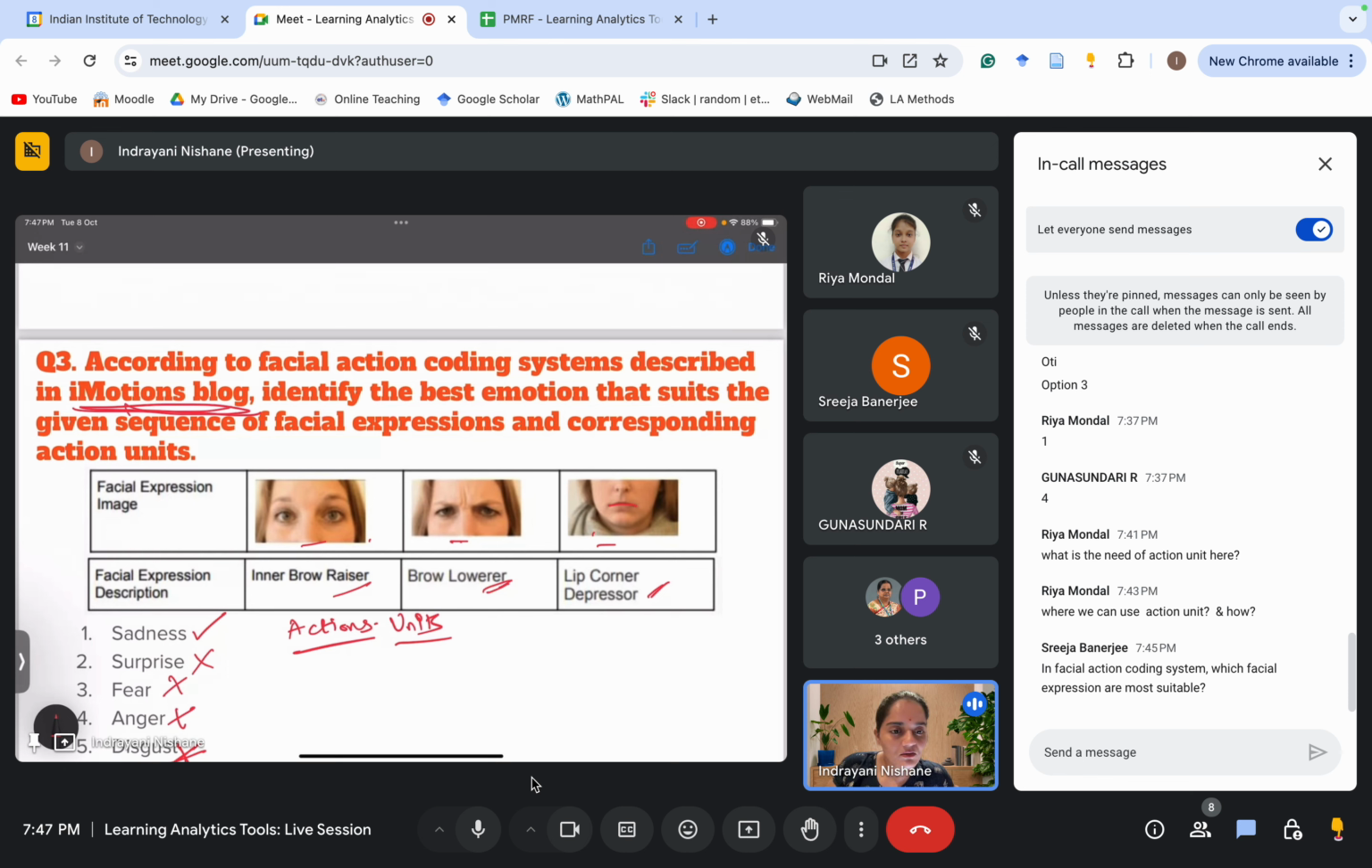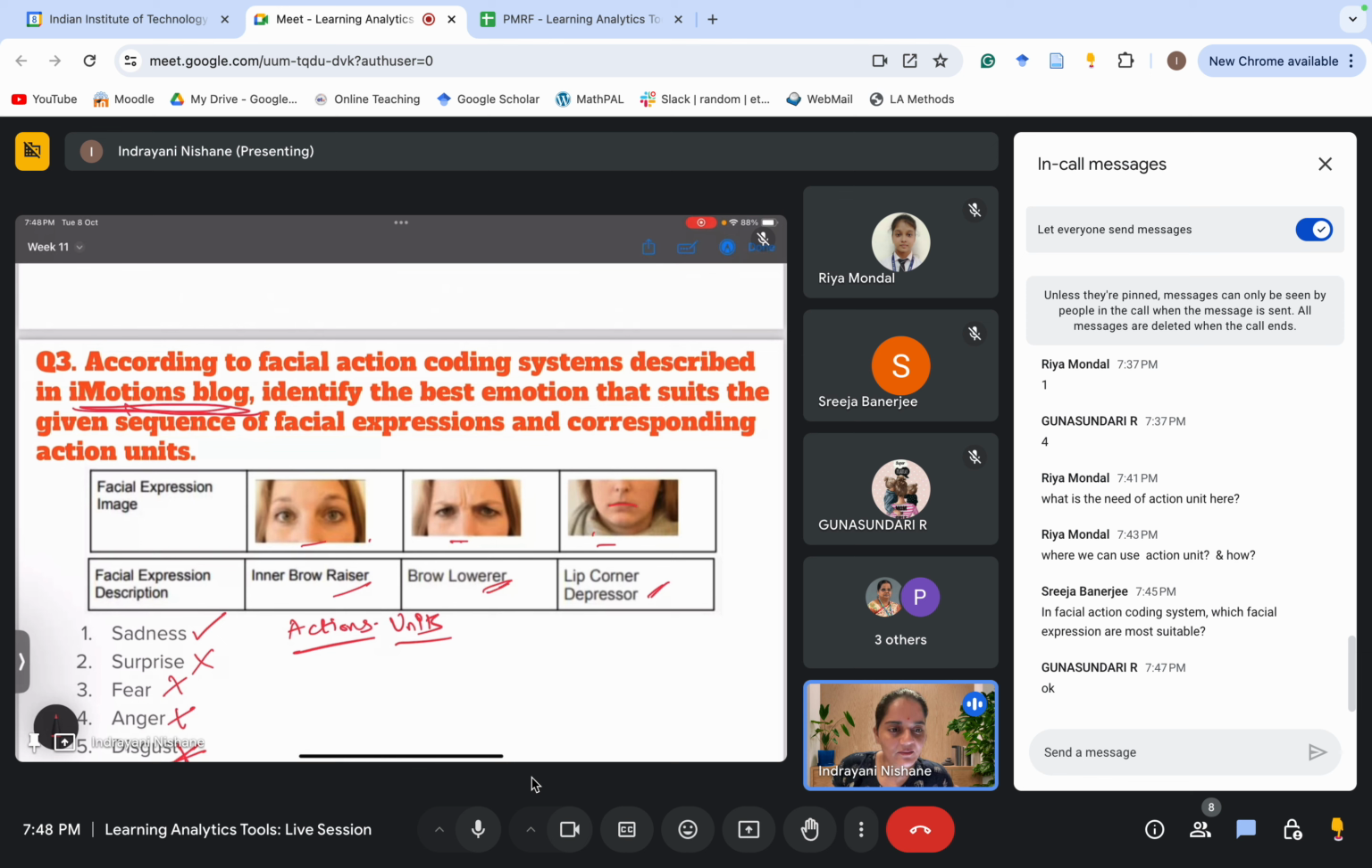I will now be reading the questions in the chat. What is the need of action units? Where can we use action units and how? Ria, I hope in this discussion both your questions are answered, because I explained in detail what action units are and how we can use them. I am going ahead to the next question, because when I was explaining doubts, I spoke about this also. So moving on to the next question.